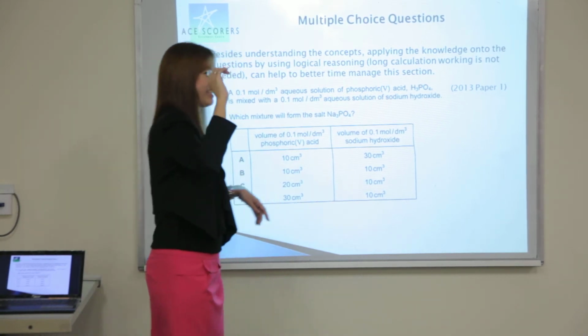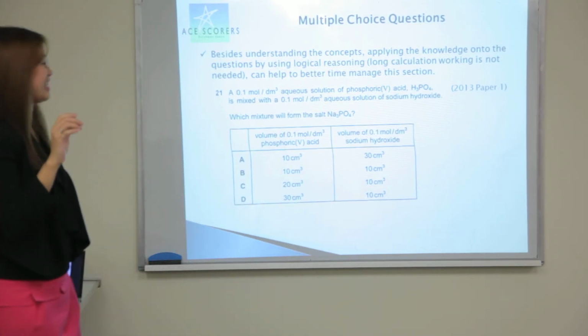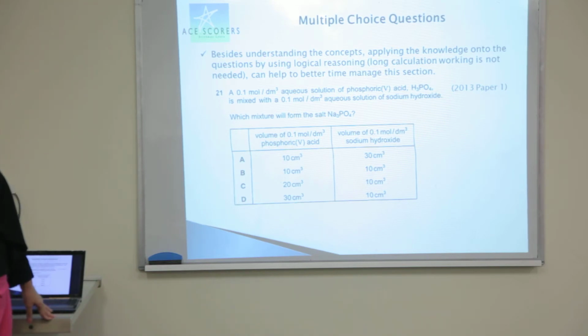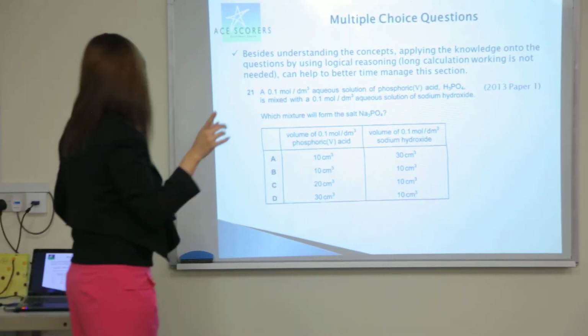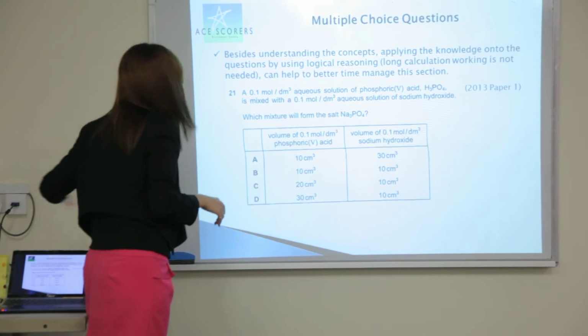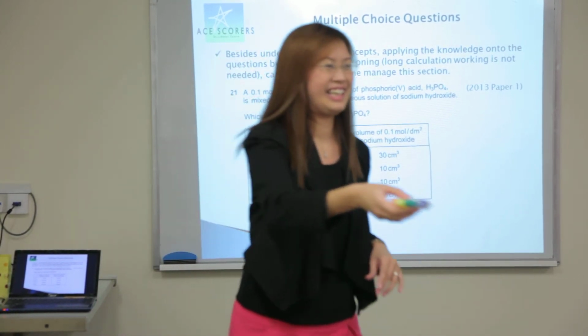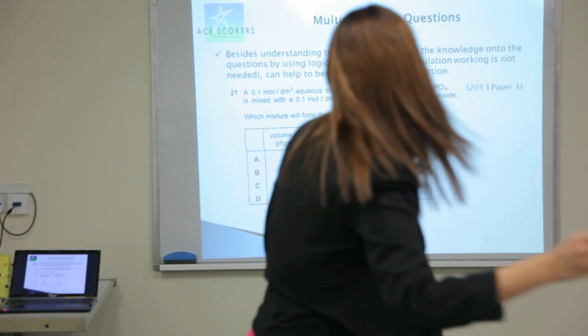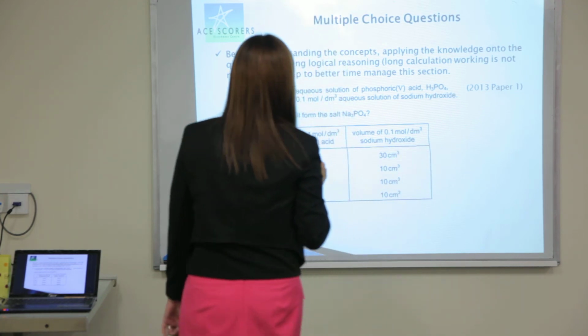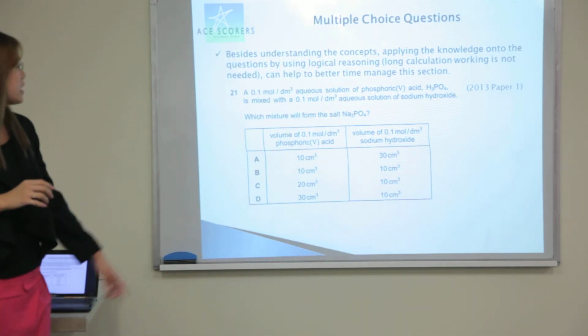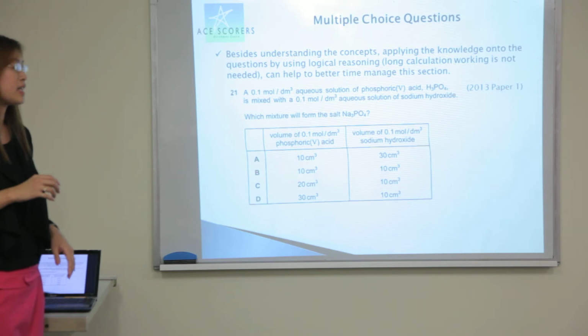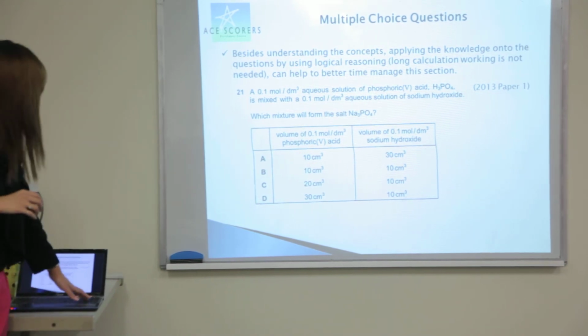What is the answer for this then? Sorry? Yes. Alright, it is A. Okay? Got a gift too. Alright. Now, why is this A? It's because the sodium hydroxide has a volume of 30 cm3 versus the acid, which is 10 cm3.